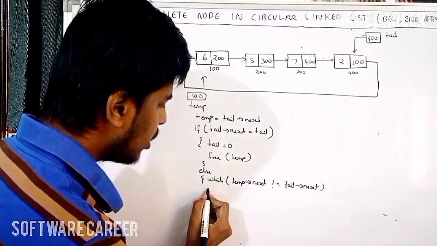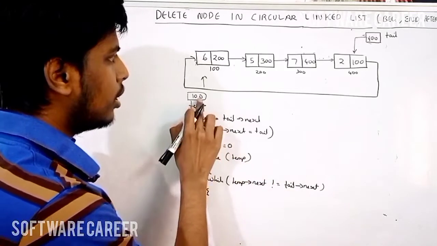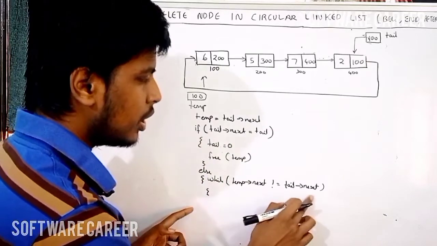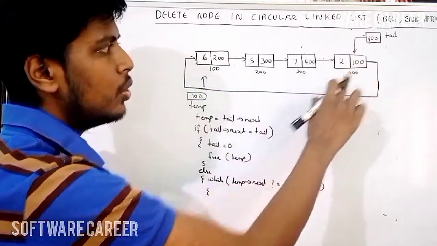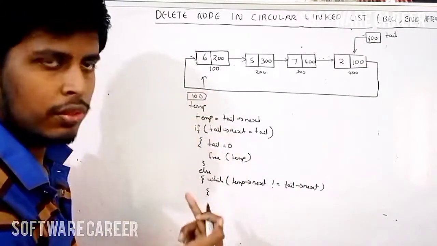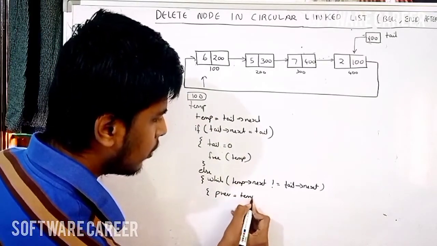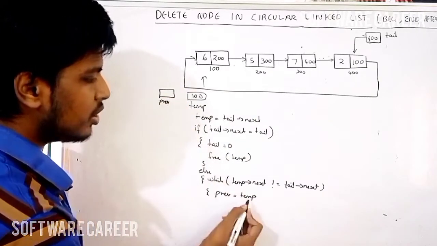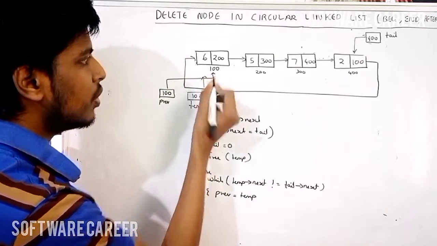Now see, the first step is while temp next not equals to tail next. Temp is what? 100. 100 next is 200. 200 is not equal to tail next. Tail is 400. 400 next is 100. 200 is not equal to 100. So what should you do? You should create another pointer, previous, which is pointing to the first node. So previous equals temp. Now I am creating another pointer called previous. Now what is temp? Temp is 100. So 100 is stored here. So this pointer is pointing to the first node.